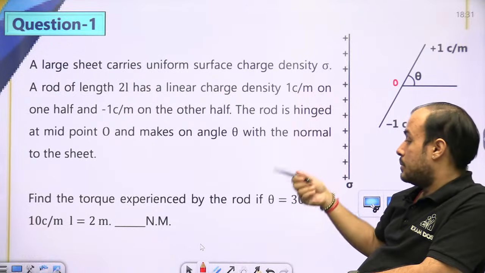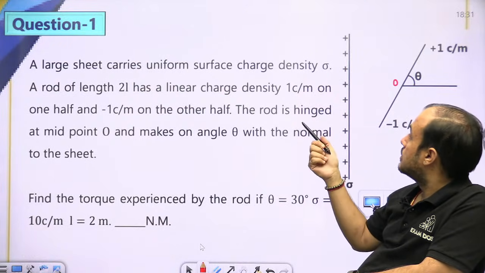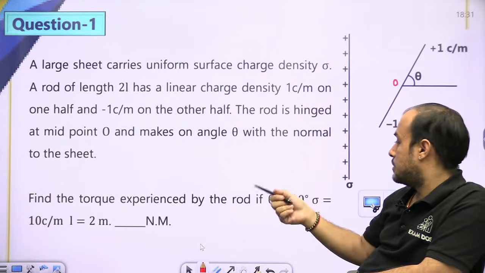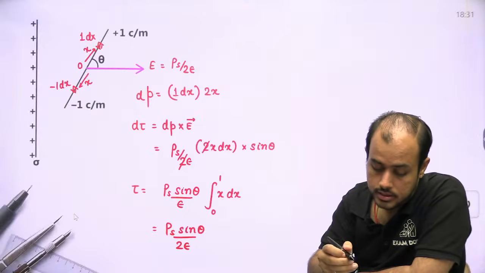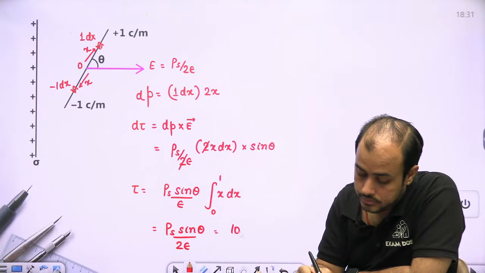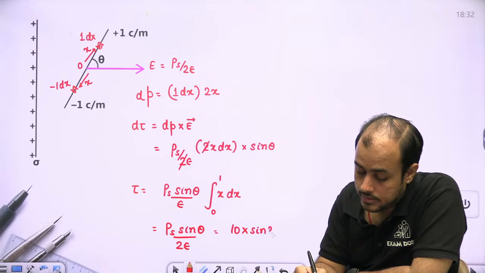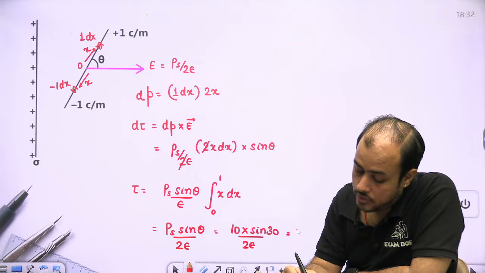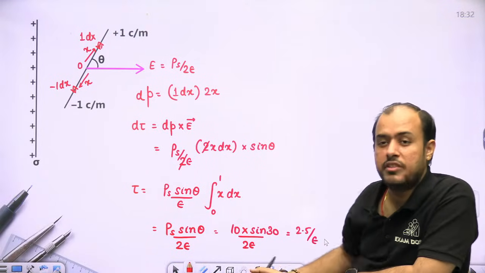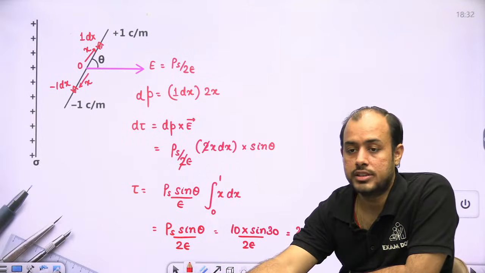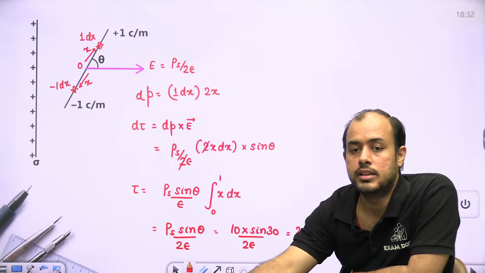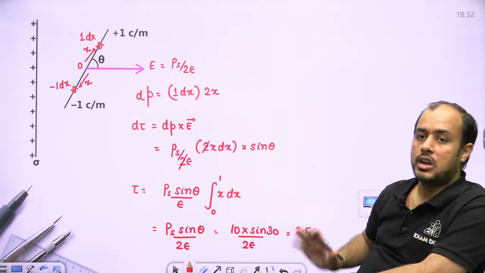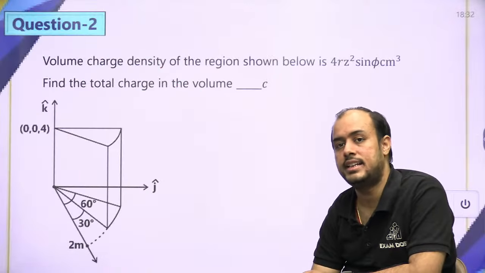ये तो 1 कूलम पर मीटर दिया है. सिग्मा दे दिया है. सिग्मा 10 कूलम पर मीटर स्क्वायर होगा. फिर sin 30, 2.5 बाय एफ. अब इसमें वैल्यू डाल लेना एप्सिलन की. लॉजिक समझ में आया बेटा? You understood the logic? इस तरह से हमने अप्रोच किया है. We found a small dipole, we found the torque, then we integrated.